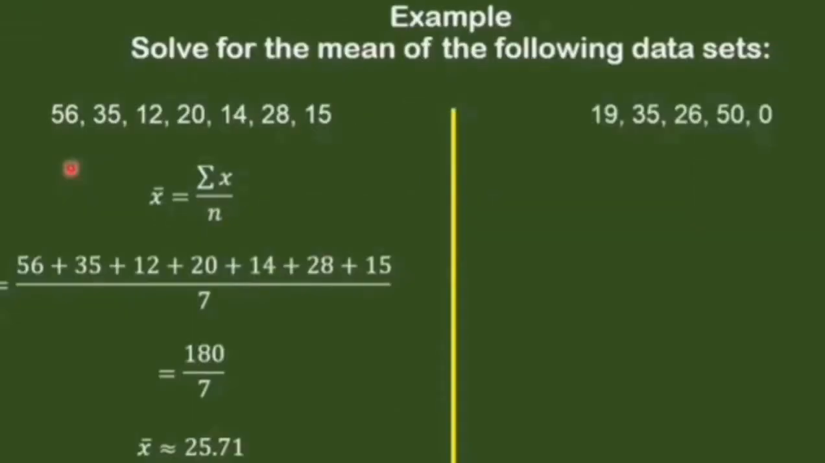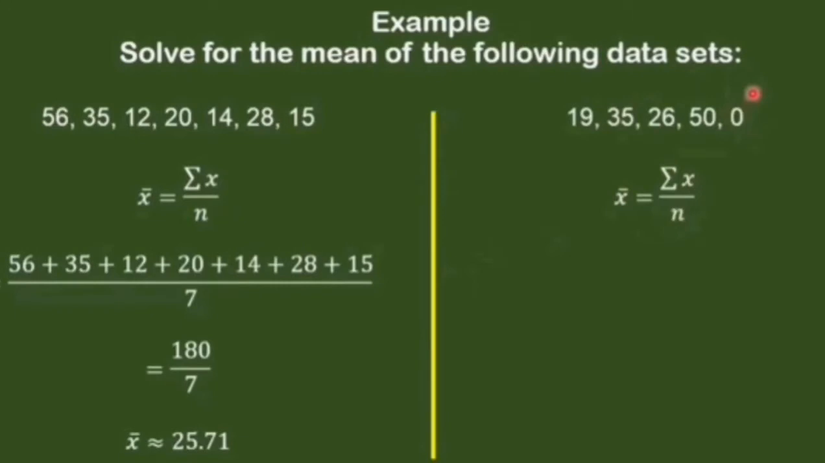Here is another example: 19, 35, 26, 50, and 0. Feel free to pause the video because in the next 10 seconds, you will try to solve the following data set of 19, 35, 26, 50, and 0. Once again, we will use the formula.